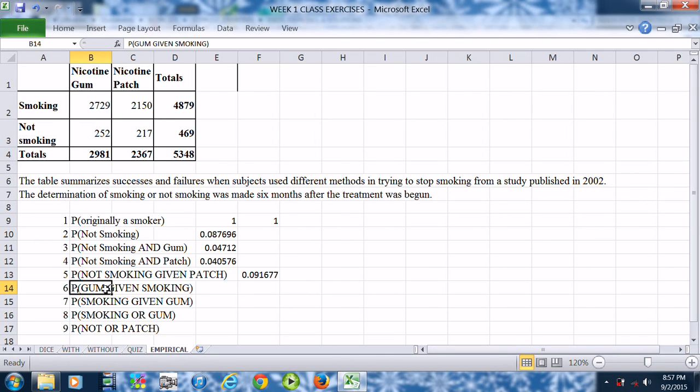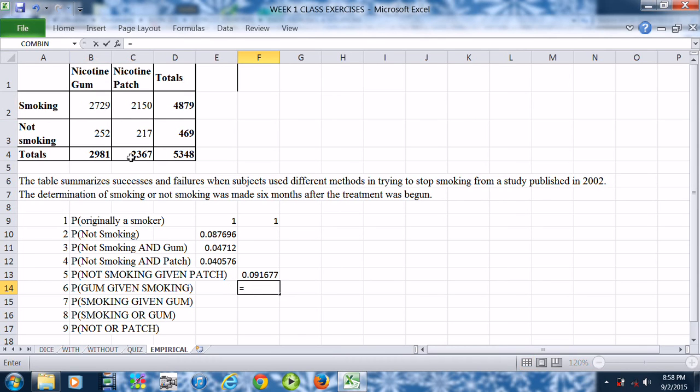Let's look at another given problem. These, by the way, are called conditional probabilities because we are given a specific condition. In this probability, we want to find someone who tried to quit using gum given they were smoking again after the 6 months. So the condition we are given is that they are smoking again. So of those who were smoking, we see there are 4,879 who were smoking again, and of those 4,879, 2,729 tried to quit with the gum.